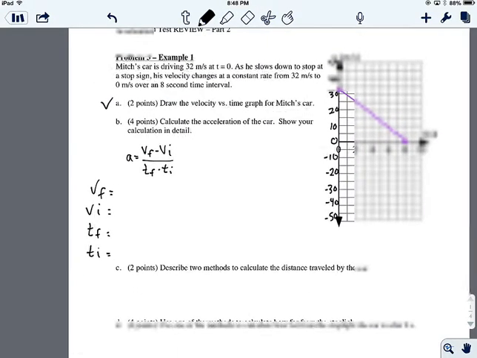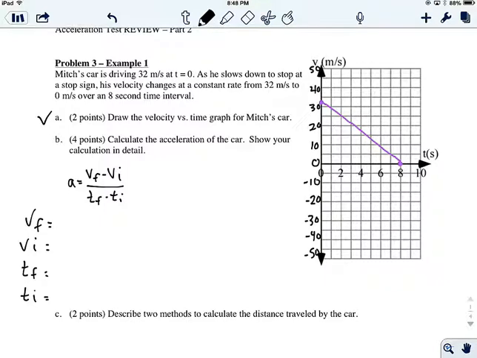Well, vf is the final velocity. At the end of the motion, he's going 0 meters per second. After he's stopped, 0 is the last velocity. Then the initial, we look back up here, he starts at 32 meters per second. So 0 is my final, 32 is my initial. Now my final time is 8, and my initial time was 0. Nice. Now I've got all those.